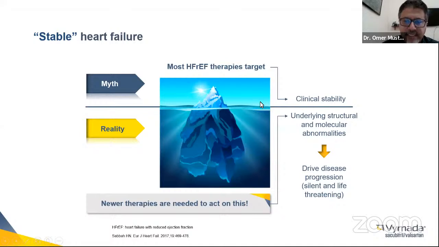We see the clinical stability, patient is taking diuretics, antihypertensives, and looks stable to you, but the reality is down below, and there are underlying structural and molecular abnormalities which drive the progression of the disease, and there are silent and life-threatening complications which occur. So the newer therapies need to hit this part.